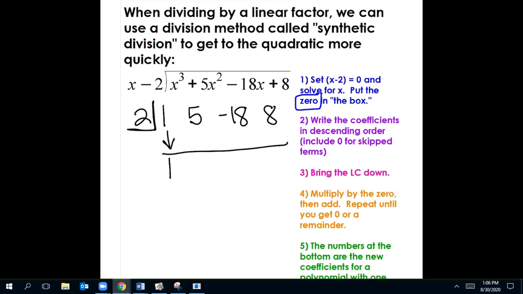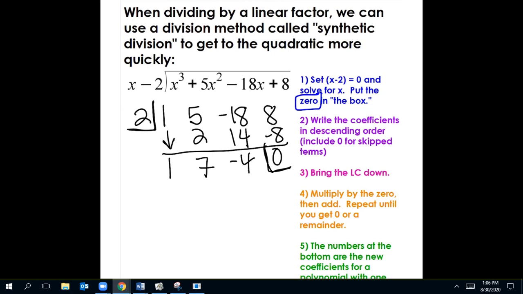And then we just multiply by the 2 and put it in the next spot, add until we get to the end. So I'm going to do 1 times 2 is 2, 5 plus 2 is 7, 7 times 2 is 14, -18 plus 14 is -4, and -4 times 2 is -8. And I like to box that remainder off, and so stop there.